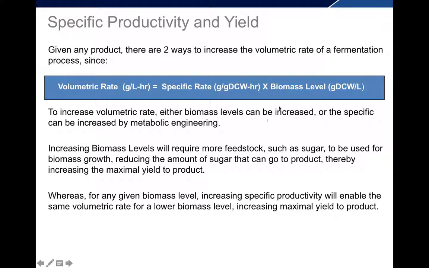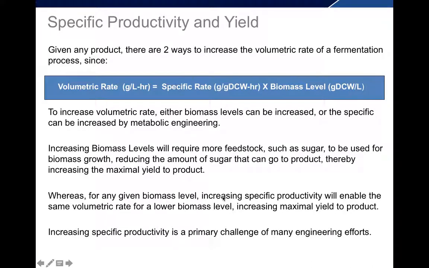Whereas for any given biomass level, if we hold this constant, increasing the specific rate or specific productivity will enable the same volumetric rate for a lower biomass level, increasing the maximal yield to product. And increasing the specific productivity is a primary challenge of many biochemical engineering, genetic engineering, and metabolic engineering efforts.